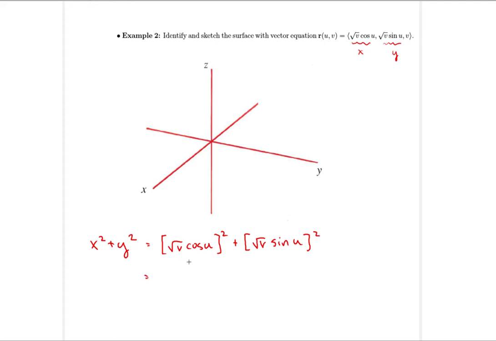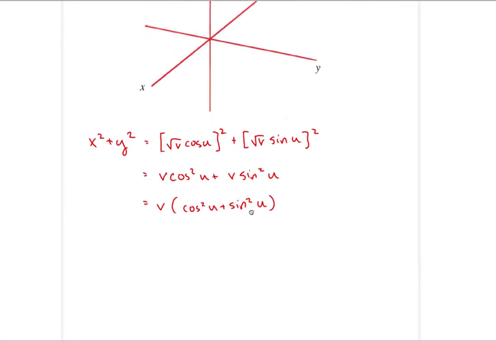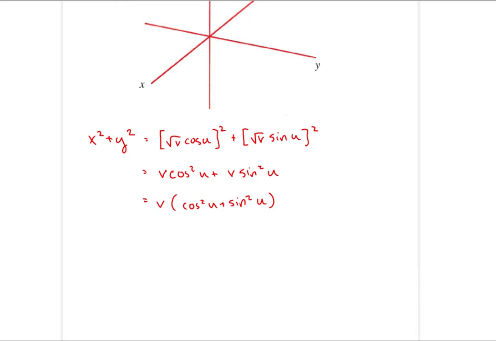So this is going to be v cosine squared u and v sine squared u. But then that's going to allow me to factor a v out. And so see what I've been able to do here is take x squared plus y squared, write it in terms of the formulas based on the parameters u and v, and I'm trying to now make z show up. So if I can make z show up, then I've got an equation that involves x, y, and z. And of course, I can see that v is my z, and this is 1.